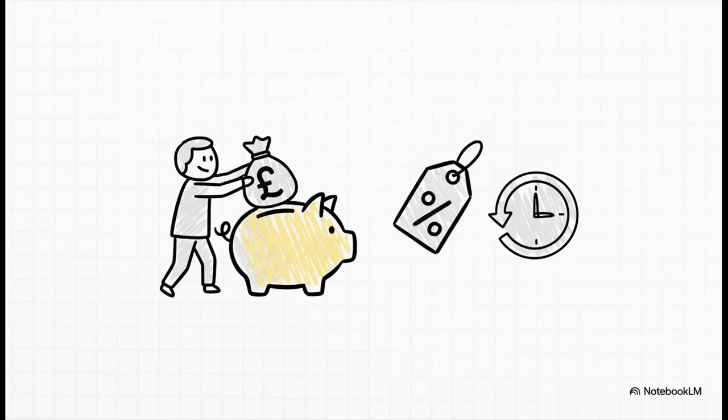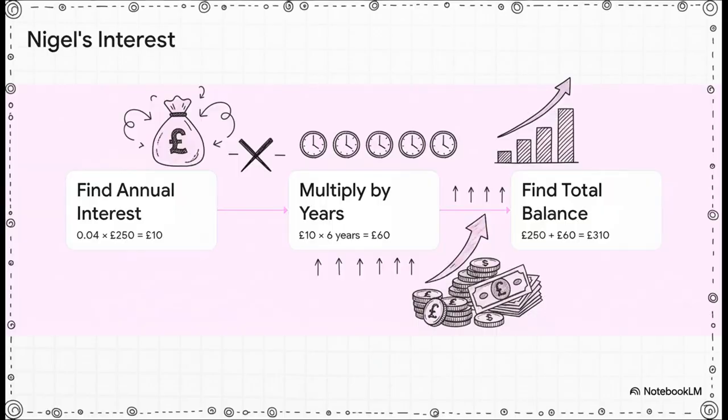Meet Nigel. He puts £250 into an account, and it pays 4% simple interest per year. Let's track what happens to his money over 6 years. So, how do we work this out? Step 1, and this is the most important part, is to figure out what 4% of his starting 250 quid actually is. We just multiply by 0.04, and that gives us £10.